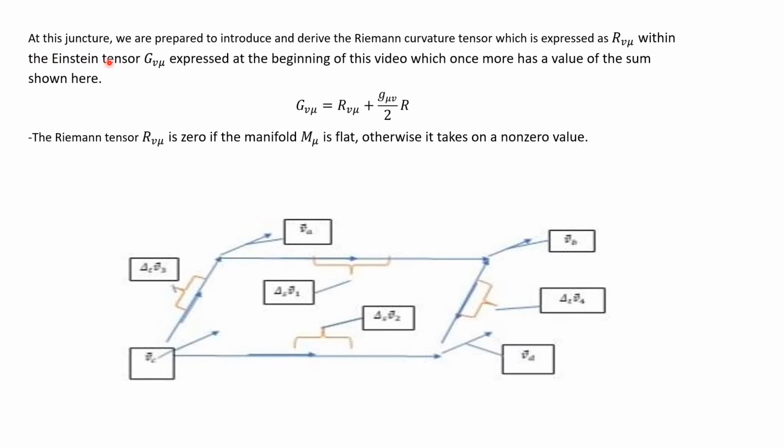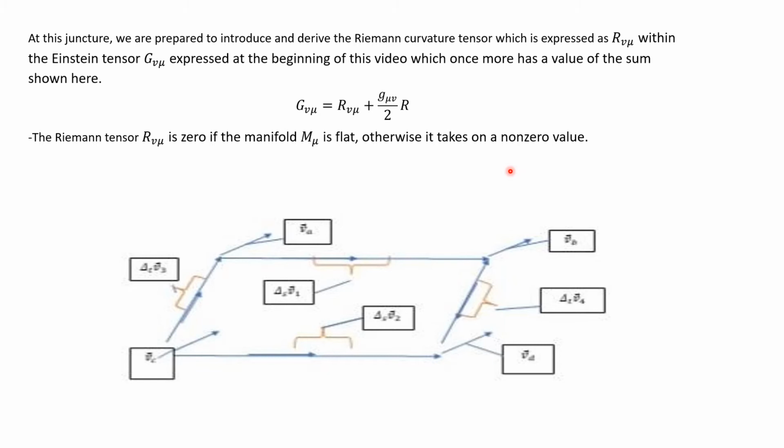At this juncture, we are prepared to introduce and derive the Riemann tensor, also referred to as the Ricci tensor, which is expressed as we see here within the Einstein tensor, which we'll elucidate, expressed at the beginning of this video, which once more has a value of the sum shown here, which is the Einstein tensor. So the Riemann tensor, this expression here, is 0 if the manifold is flat. Otherwise, it takes on a non-zero value.